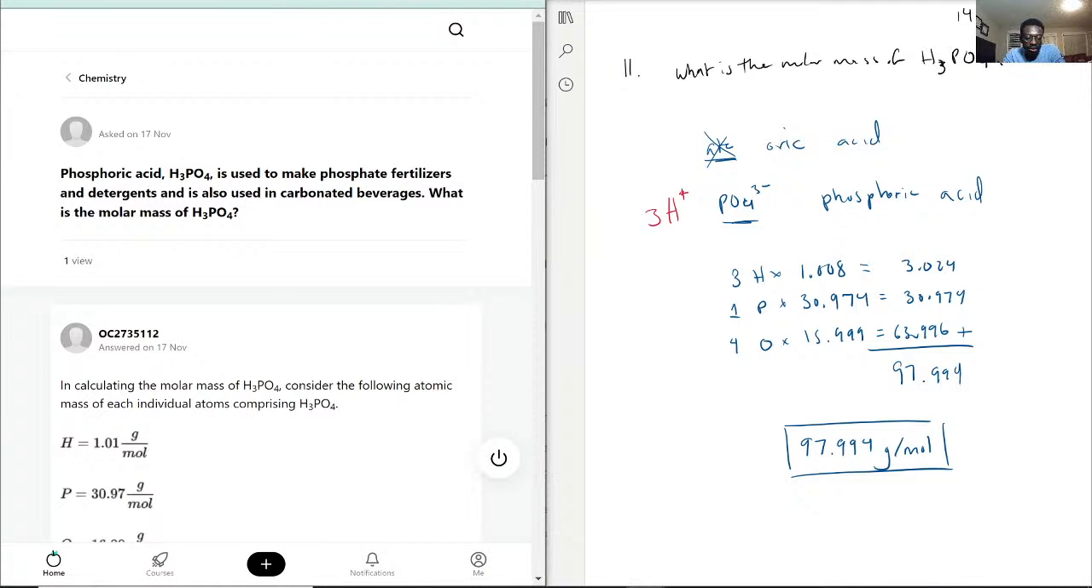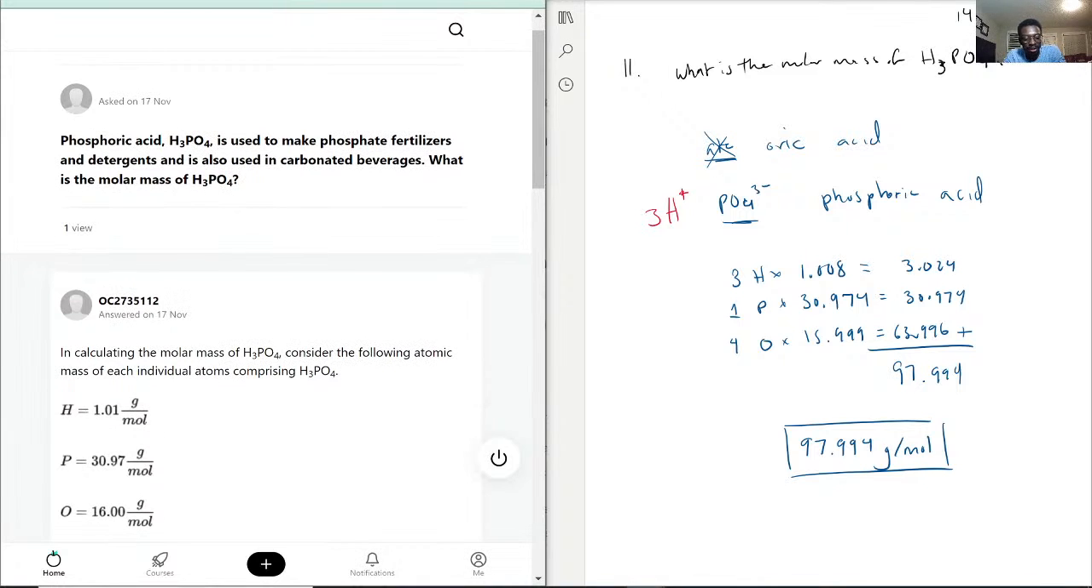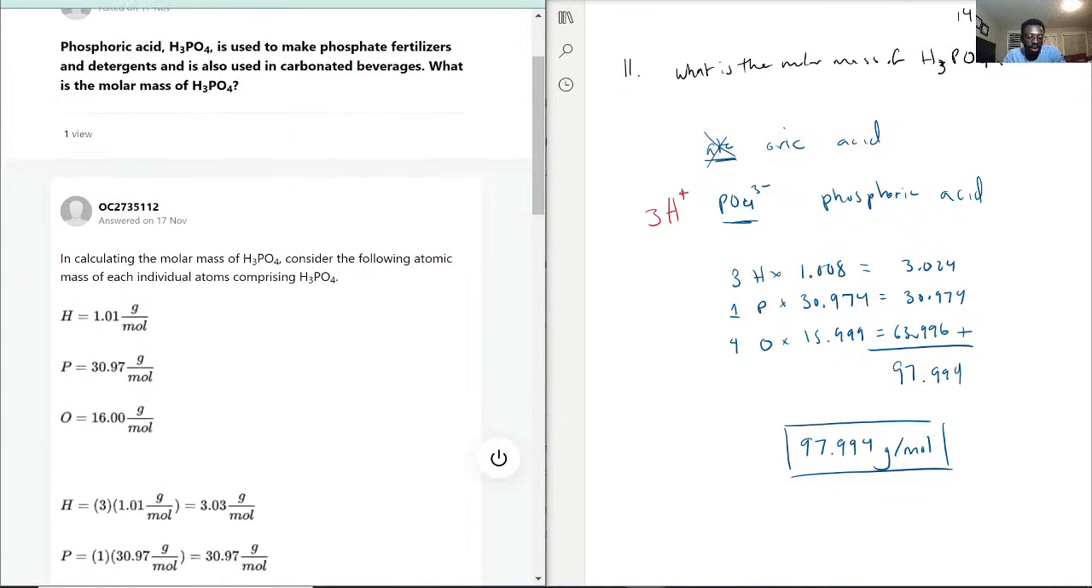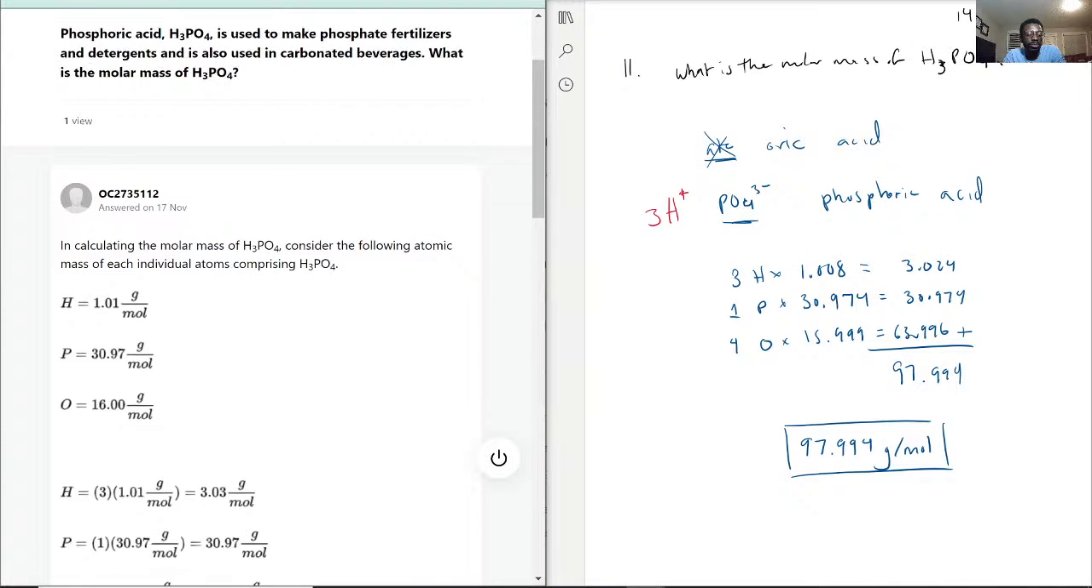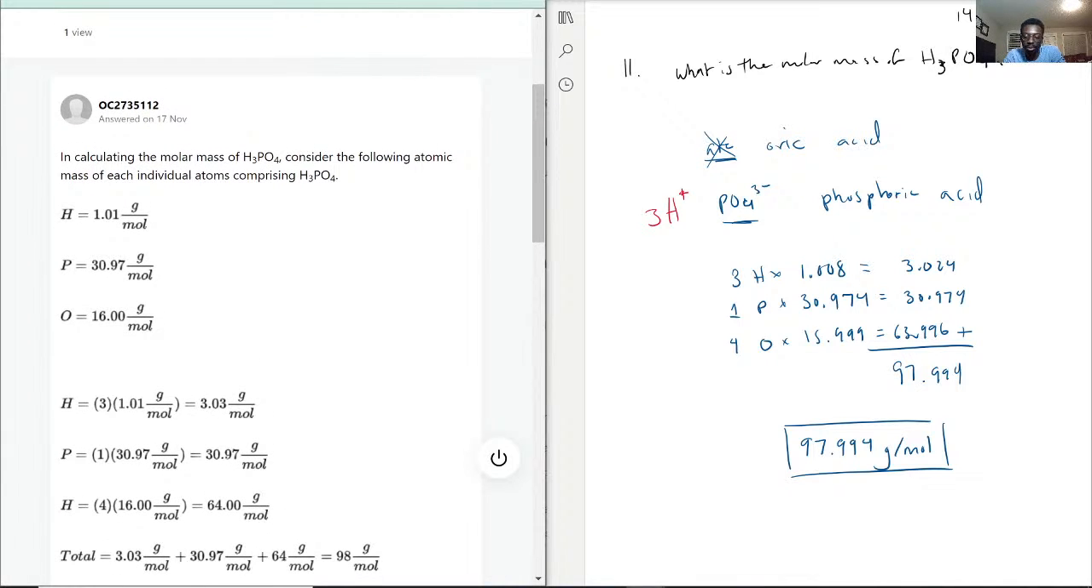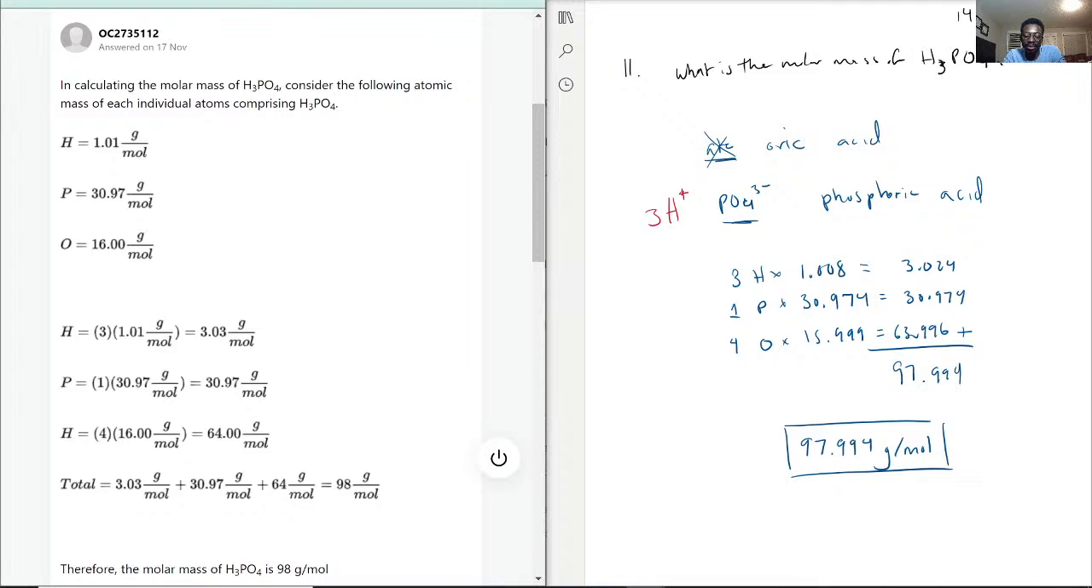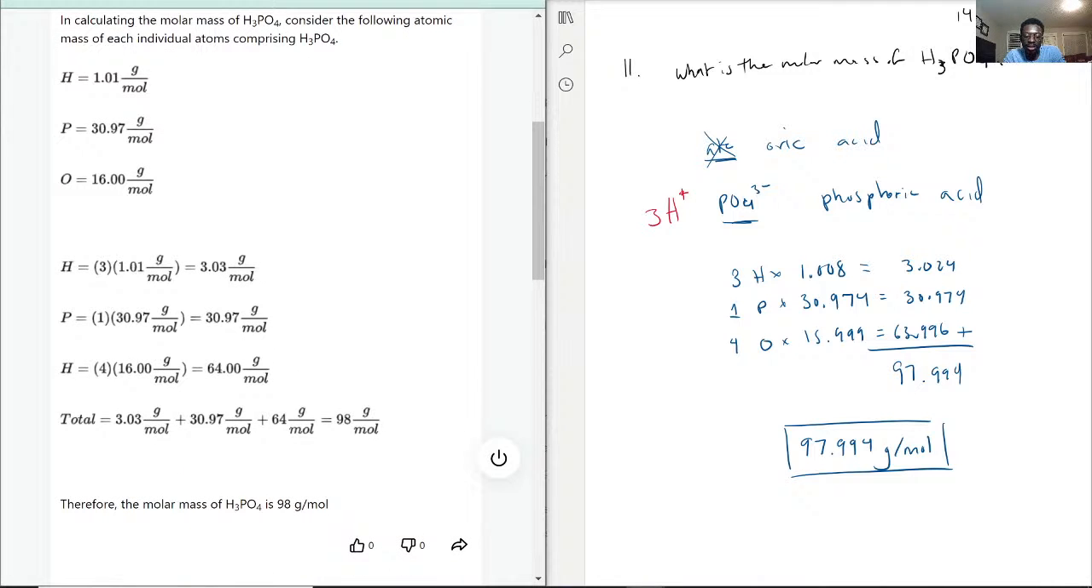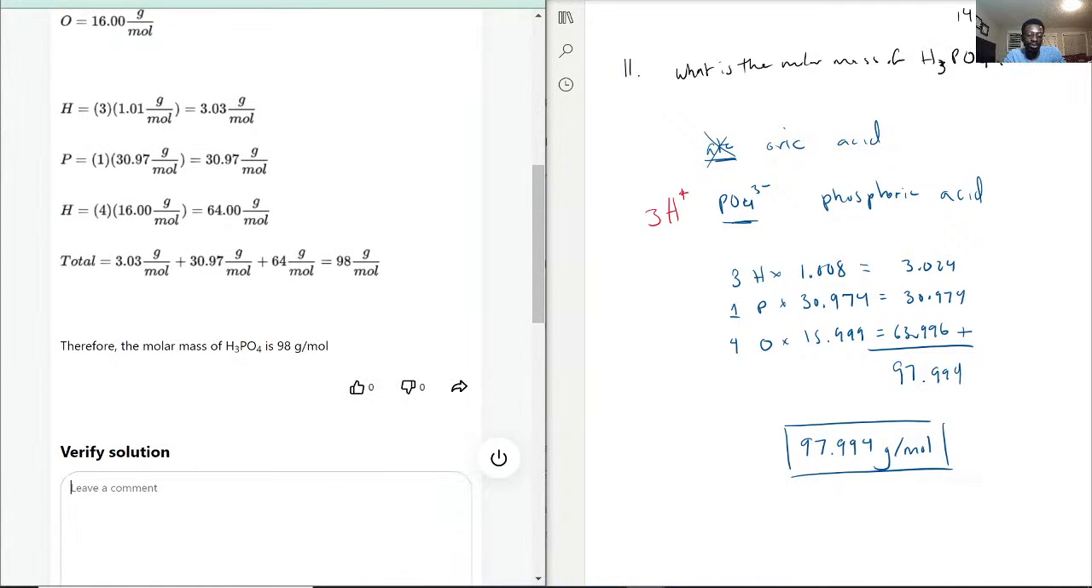Yep, they have slightly different numbers. 30.97, exactly, slightly different. 16.00, and they did the whole 3 of them. Yep, 1 of them and 4 of them added together, and they did get 98 grams per mole, which is what I had a feeling based on how they were rounding theirs.